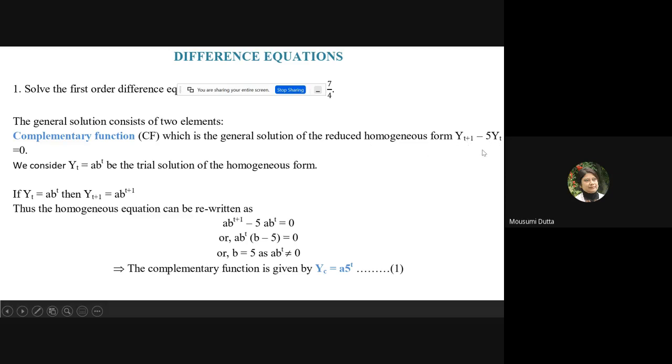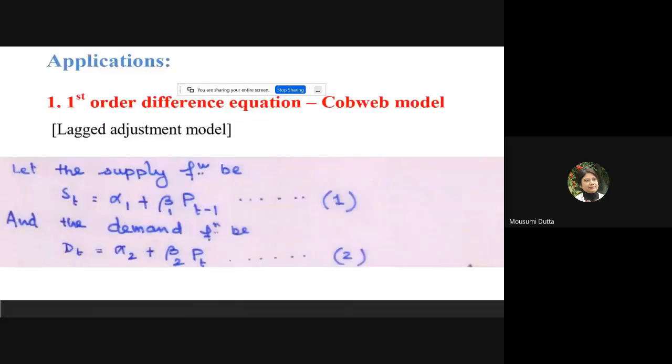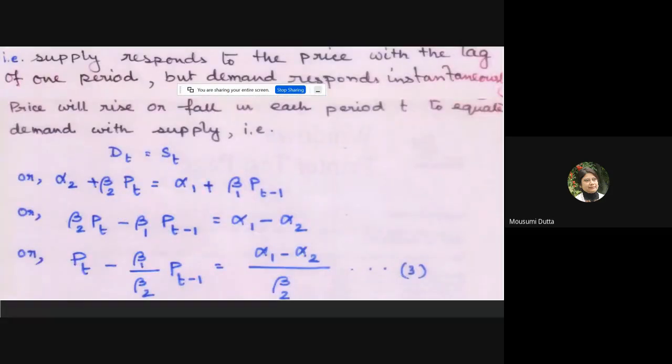This is the homogeneous form of the given equation: yt plus 1 minus 5yt is equal to 0. So all the constant terms you have to keep to the right, and then for the homogeneous form, you have to consider this constant to be equal to 0. The same thing I am doing for the covered model. I am keeping all the constants to the right first, and then I'll put the value 0 to the right. I'll not write any constant to the right because I need the homogeneous form of equation number 3.